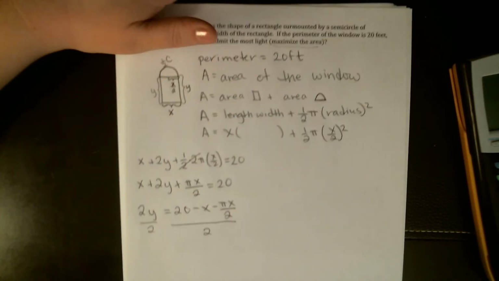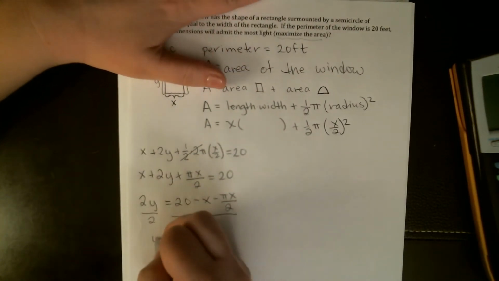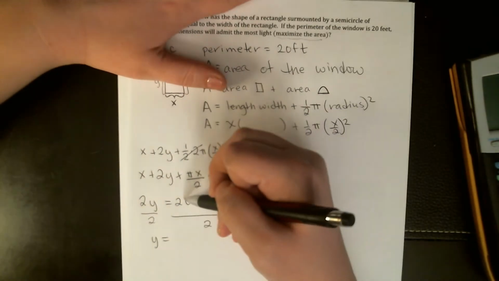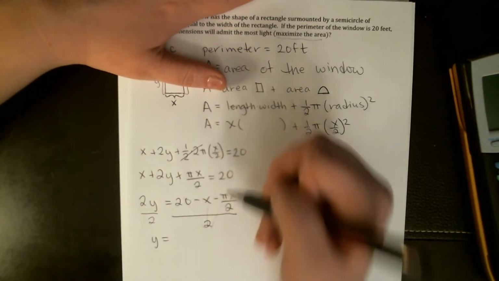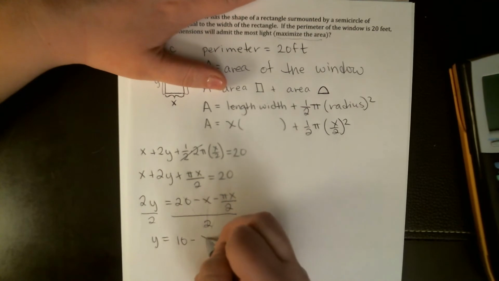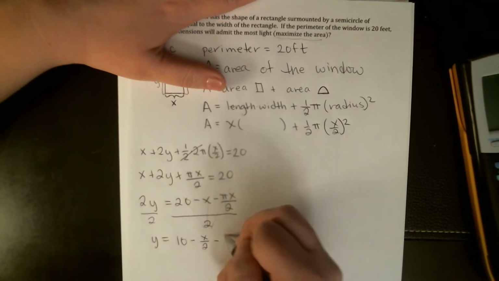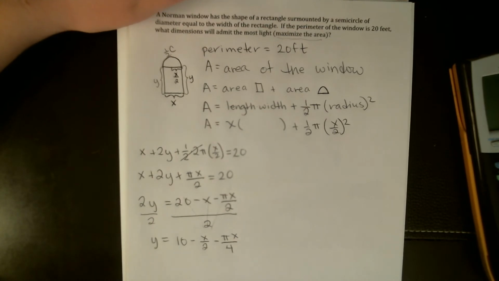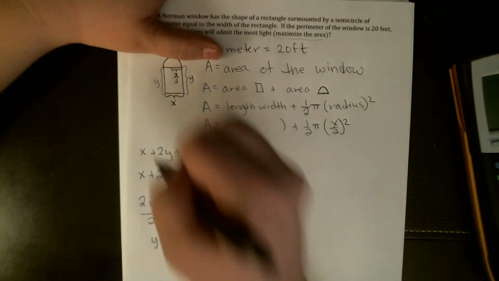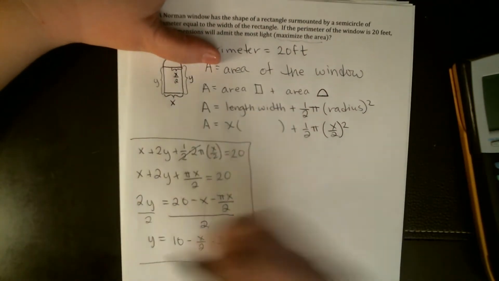You can leave that as a big ugly fraction for now, but I actually think I'm going to go ahead and break it up. That looks like a mess. So we can just divide each thing in the numerator by 2, which will give me a 10 minus x over 2 minus pi x over 4. Okay, so back up in the equation I was working on, this is a little bit of side work.